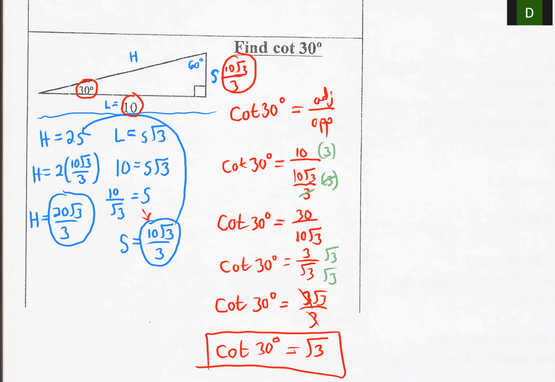But your calculator would never give you square root of 3, at least most calculators. Nor should they. You should be able to show all your work here. So any questions before we go on to the next lesson?